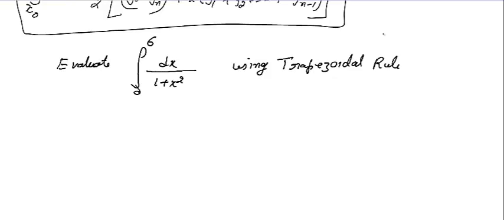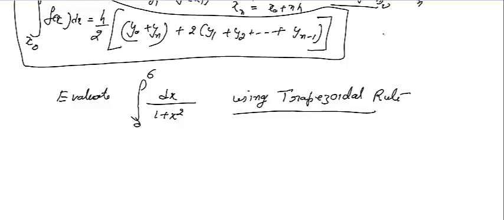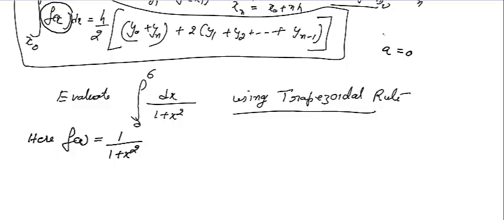Trapezoidal rule. Okay, so let's start with the solution, how you will do. If you see the formula, first you need the f(x). Correct? So we have here f(x) is equal to 1 over 1 plus x square. It is given. And you have to move from 0 to 6. Means you have a is equal to 0 and b is equal to 6.